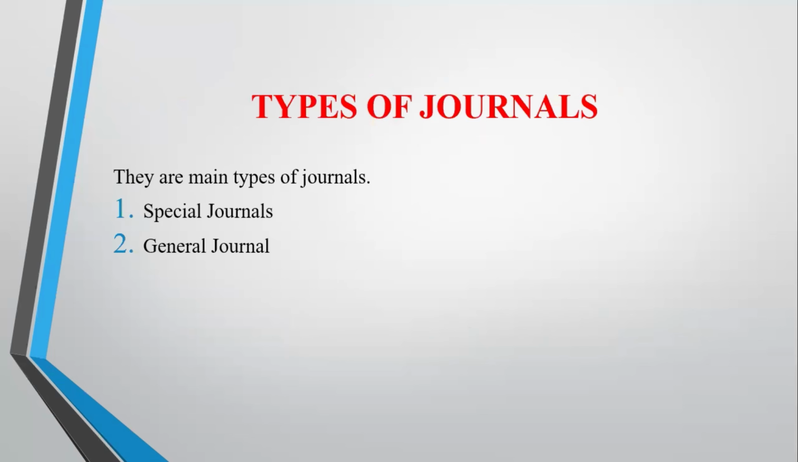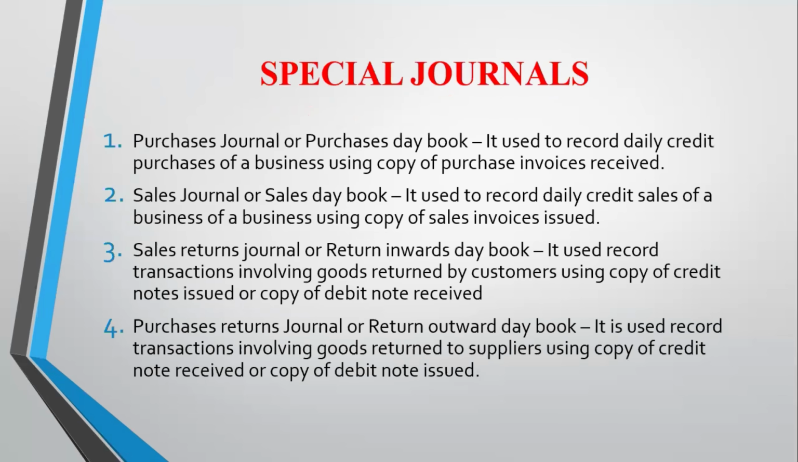You can call them journals, which is the same as the books of prime entry. There are two main types of journals. One is the special journals, and two is the general journal. So first of all, let's talk about the special journals.